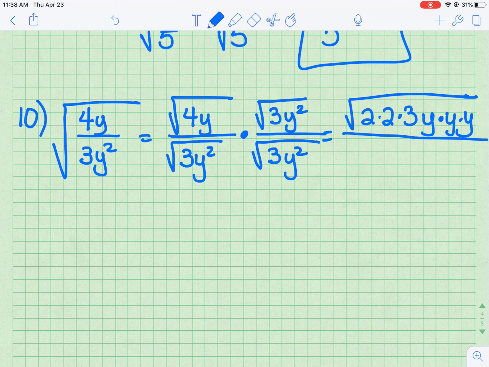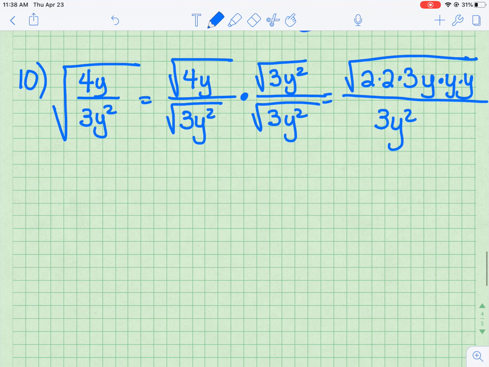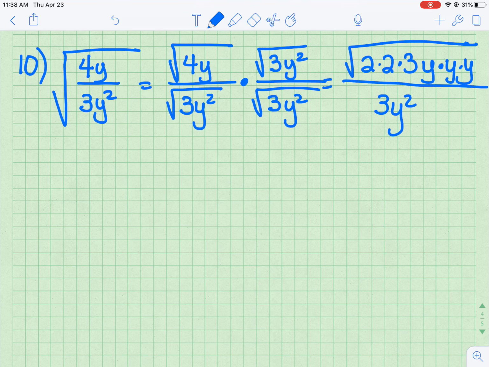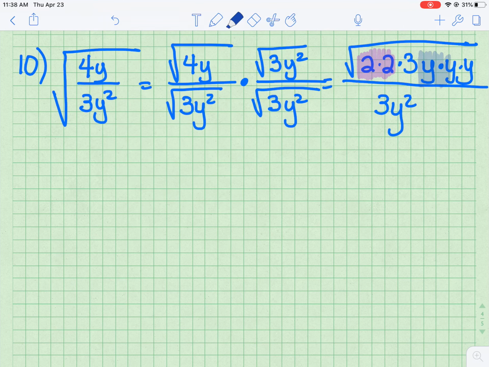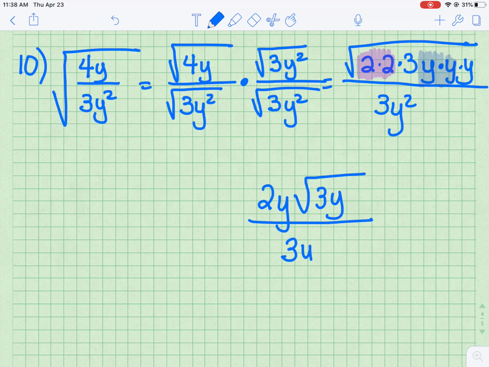In the denominator, I don't really need to do anything, because the square root of 3y squared times the square root of 3y squared is 3y squared. So I'm going to skip that step. If you need to still write it, go ahead, but I'm going to start shortening it up a little bit. Now in the numerator, I can pull out a set of 2's, and I can pull out a set of y's. Remember, keep in mind, don't forget when they come out, only one of them makes it. So in the numerator, we have 2y outside the radical and 3y inside the radical. In the denominator, we have 3y squared.